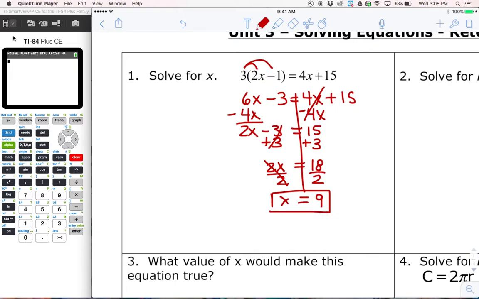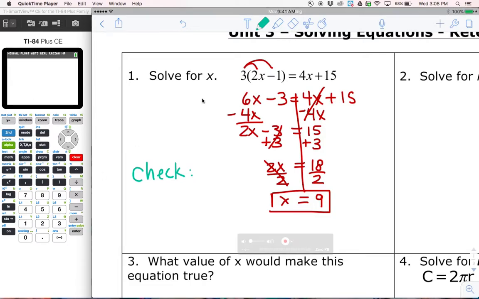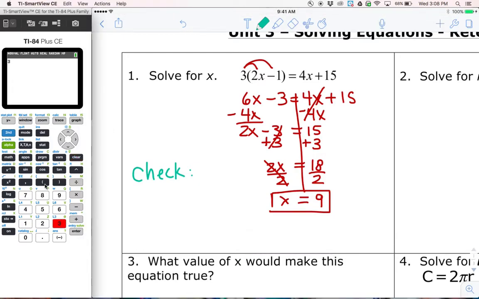Okay? Please take a moment and make sure that you check your answer, all right, by plugging it back in. So in my calculator over here, I'm going to type the original problem. I'm going to do each side. So right now I'm just doing this left side. I'm going to do 3 parentheses 2x. But see, I think x is 9. So I'm using 9 instead of x. And then minus 1, close parentheses. Okay? And let's see what we get. All right, we get 51.